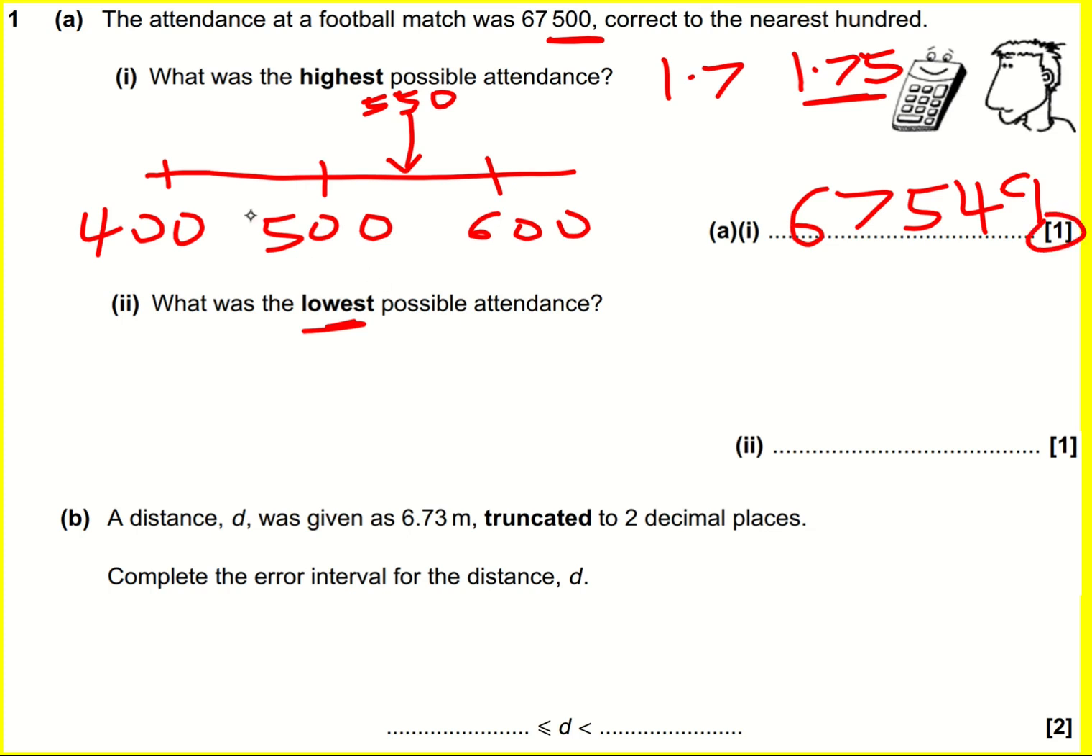The lowest one's a bit easier actually, because that's going to be the halfway point. It's going to be 67,450, because that is the lowest number that rounds up to 67,500.